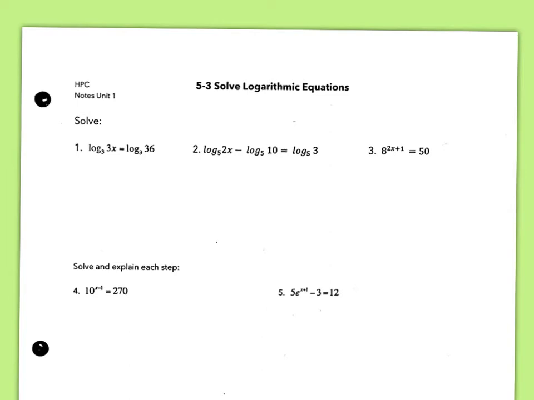And so this is log base 3. This is also log base 3. So they match, and when the bases match, you know you can get rid of them. And so this is just going to be 3x equals 36, and so x equals 12.